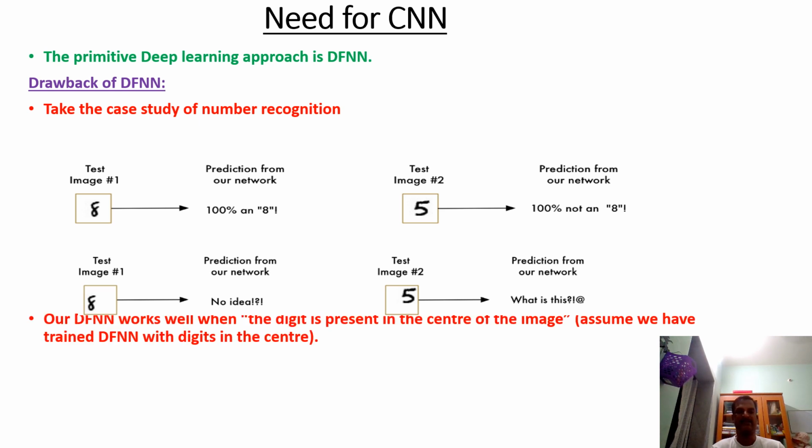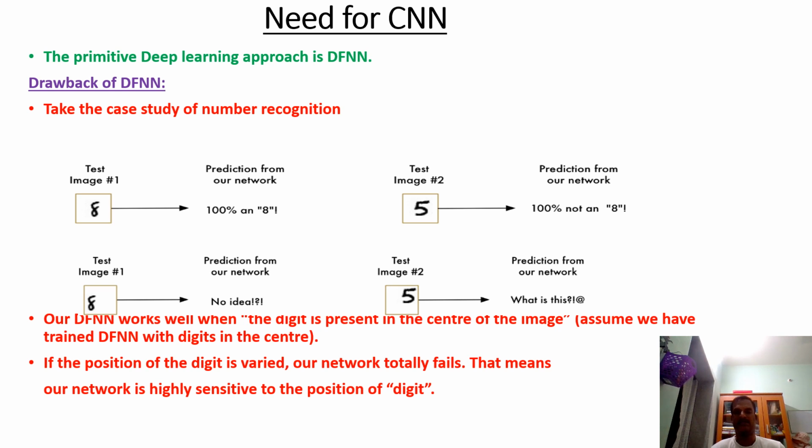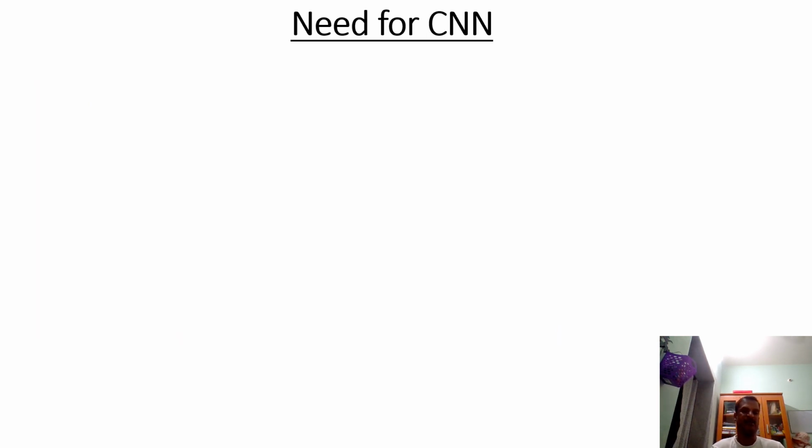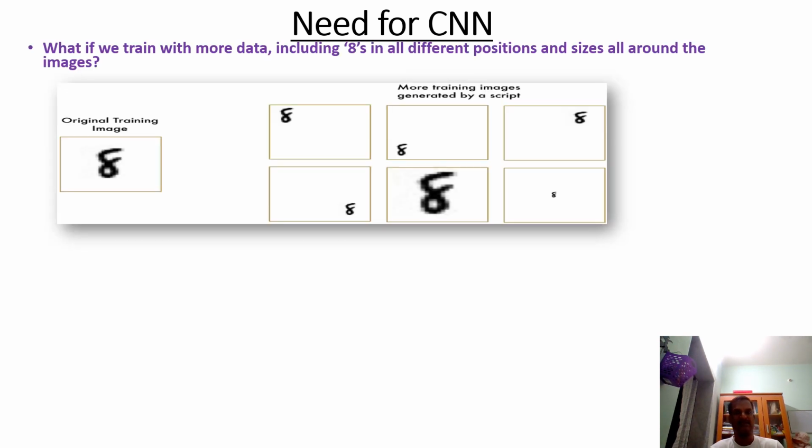It clearly indicates that DFNN works well only when the data is in the center of the image, which is not practically possible all the time. If you take selfies or any other examples, most of the time the data can be available in all the portions of the image, not in the center alone. So how can I trust this DFNN for practical applications? I cannot. What is the solution for that?